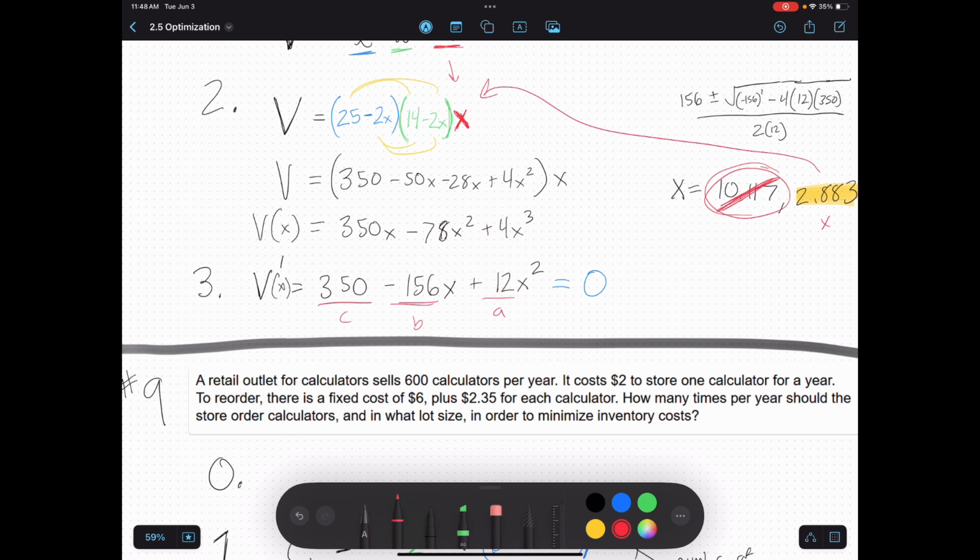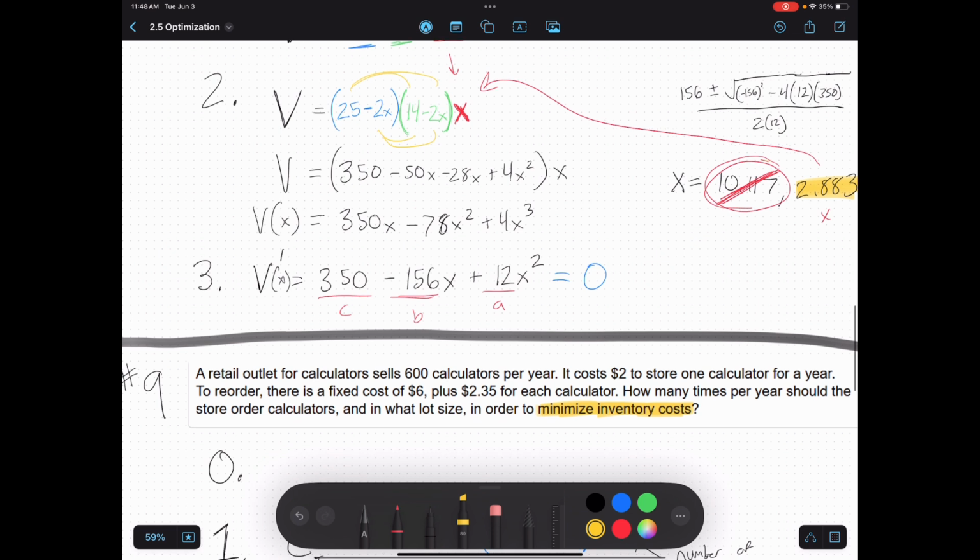But it costs $2 to store one calculator for a year, and it costs them to reorder calculators. There's a fixed cost of $6 every time they reorder, plus the $2.35 to ship each of those calculators. How many times per year should the store order calculators, and in what lot size, in order to minimize inventory costs? Why is this optimization? Because we're minimizing a value. We're minimizing inventory costs.